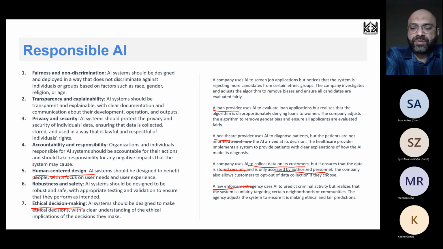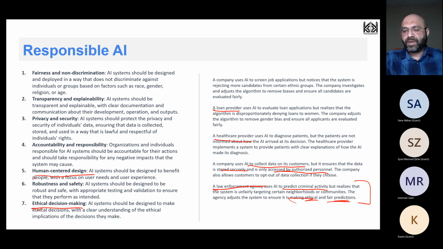And then, a law enforcement agency uses AI to predict criminal activity. This was in the news quite a lot, not just lately, but in the past as well. Law enforcement systems have some biases that are impacting certain ethnicities or certain types of people, people of certain color. So if the system is responsible, it will make ethical and fair predictions.